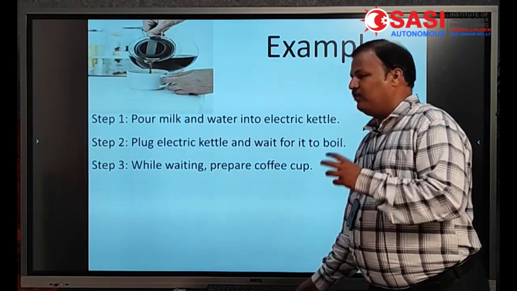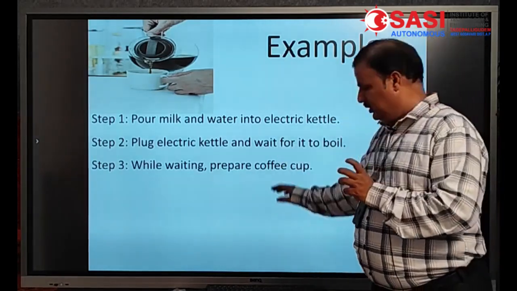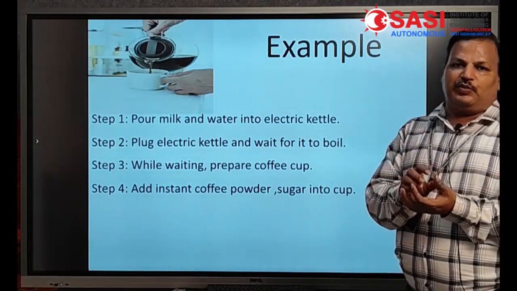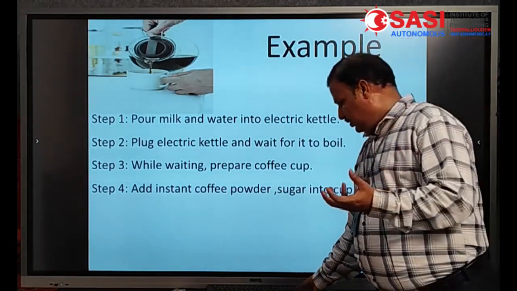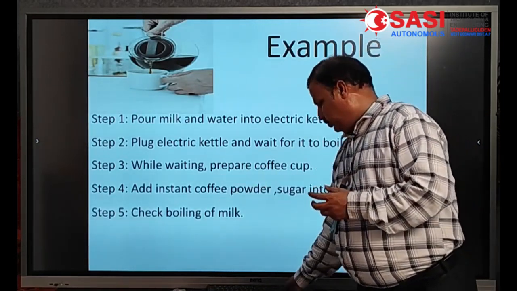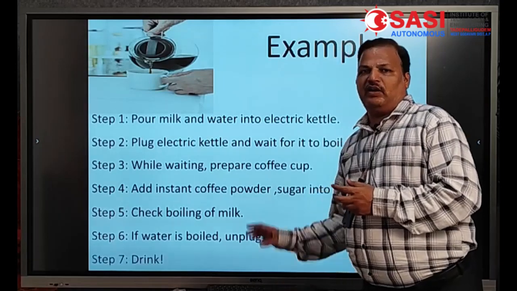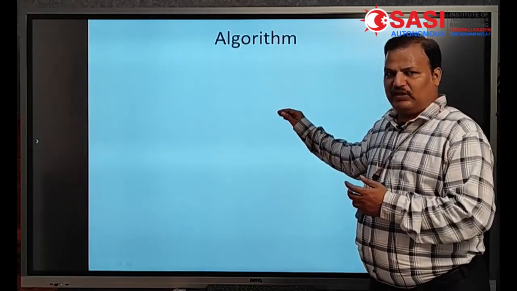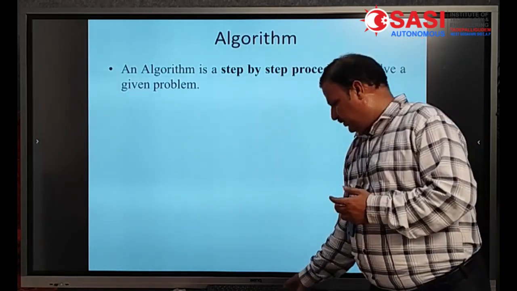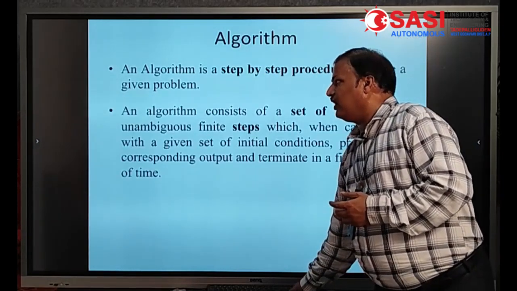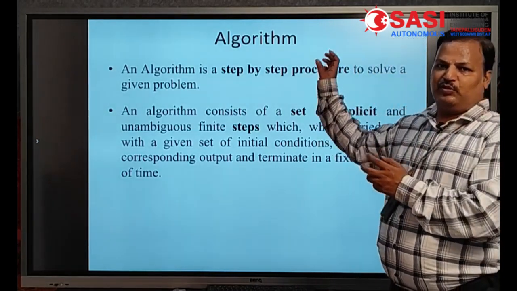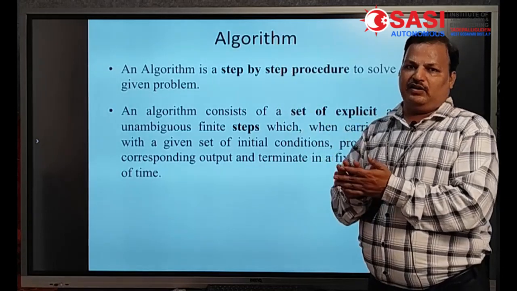Once the water is boiling, we have to wait. Once it is boiled, we take a cup. In that cup we add instant powder and then sugar. Once the water and mixed content have boiled, we can pour this into the cup, and we can have a nice coffee. So if we follow this set of procedures, we can have a nice cup of coffee. In the same way, whenever you are trying to solve any problem, we need to follow certain steps. Those step-by-step procedures we call an algorithm.